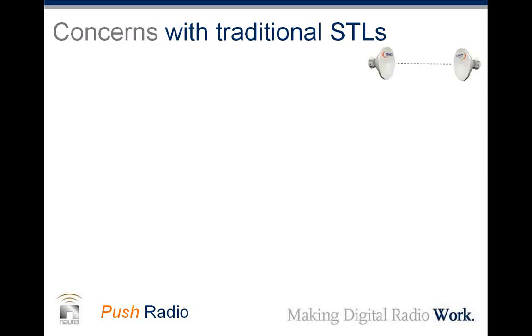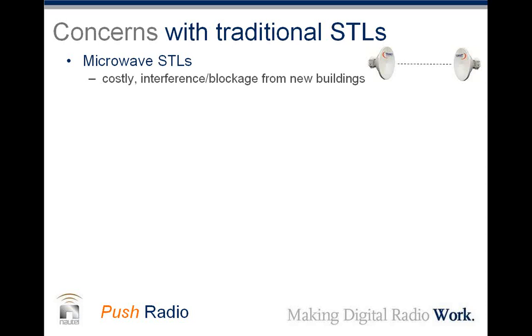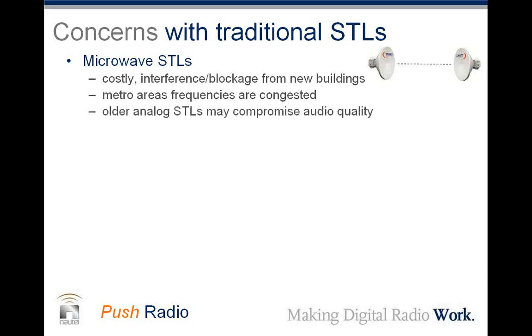The problems with traditional STLs, and many broadcast engineers will know this automatically: microwave STLs are costly, and they suffer potentially from interference and blockage when new buildings go up. In many cases in metro areas, the frequencies are so congested that it's almost impossible to get a new STL frequency through. And many older analog STLs compromise the audio quality. It's been true for many years now that the studio audio performance and even the transmitter audio performance are better than that of the analog STL. So the analog STL has been the weak link in audio performance for many radio stations.